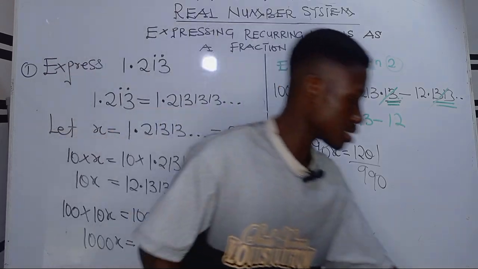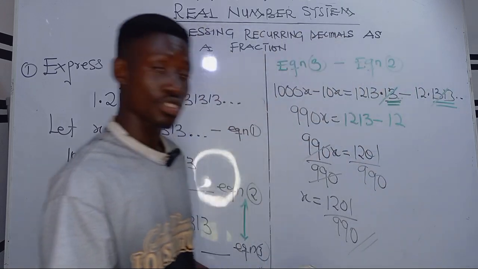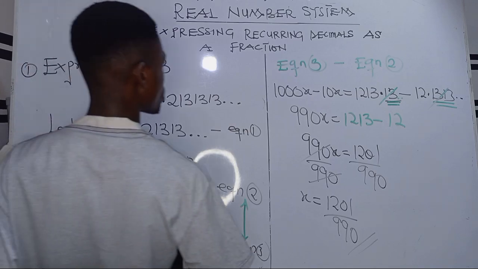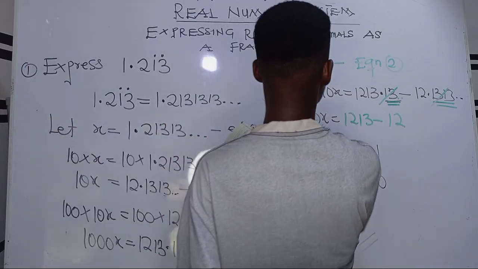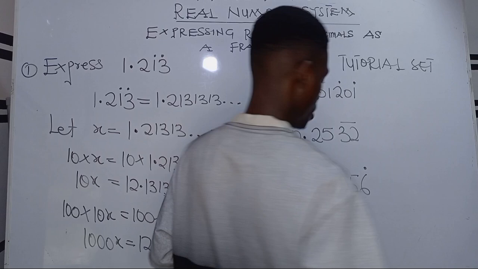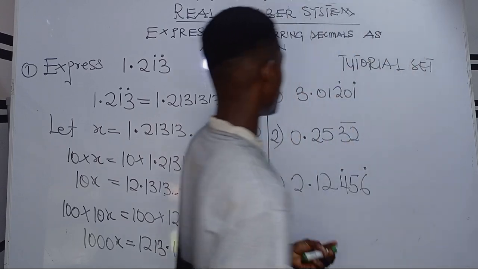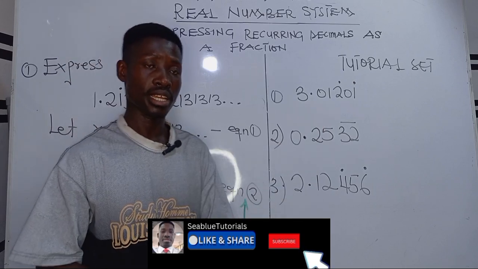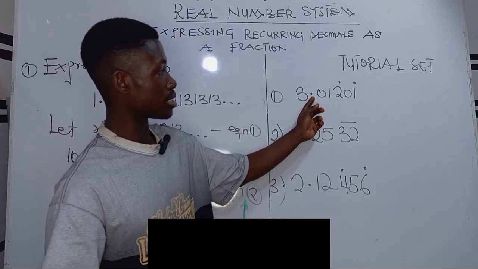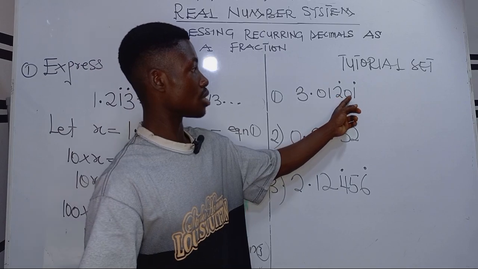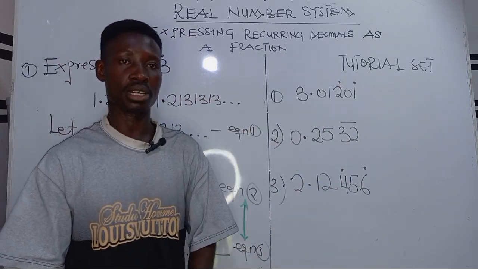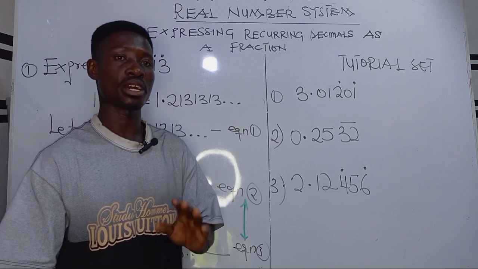What I'm going to do is give you some practice set questions. You pause the video, you write them down, you try your hands on them. So these are tutorial set questions. Try your hands on them, okay? So we have 3.01201 recurring. This is a recurring decimal. Pause the video, write it down, and try your hands on it.